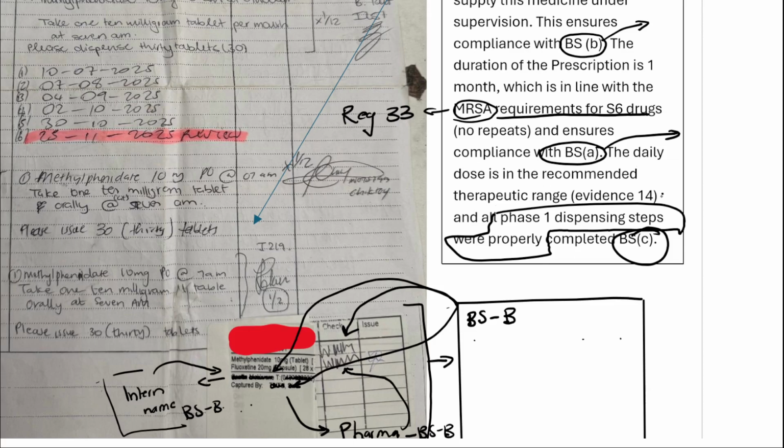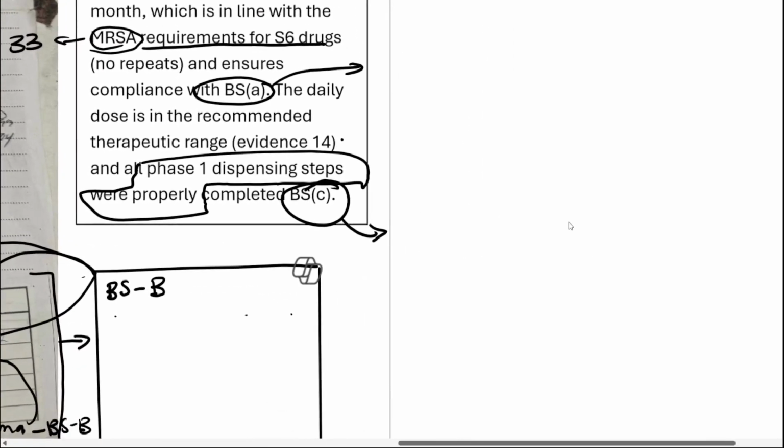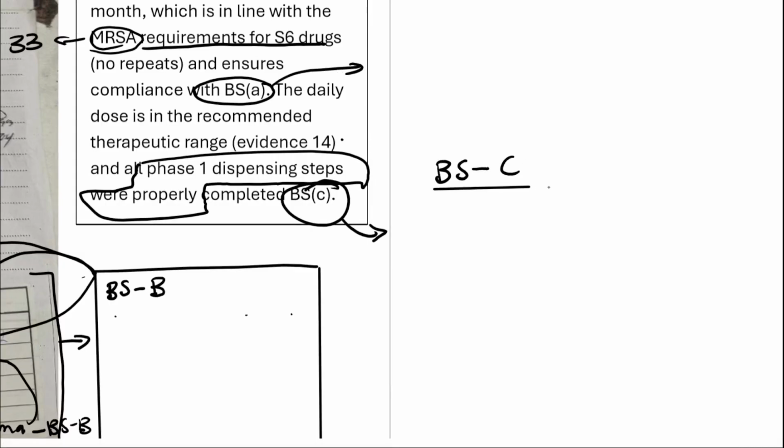Okay, there is a therapeutic evaluation which we're not going to discuss now. And all phases of phase 1 dispensing were properly completed. Behavioral statement E, C. First, let's remember what behavioral statement C requires of you. Before you mention any behavioral statement, remember the requirement. Let's say requirement.